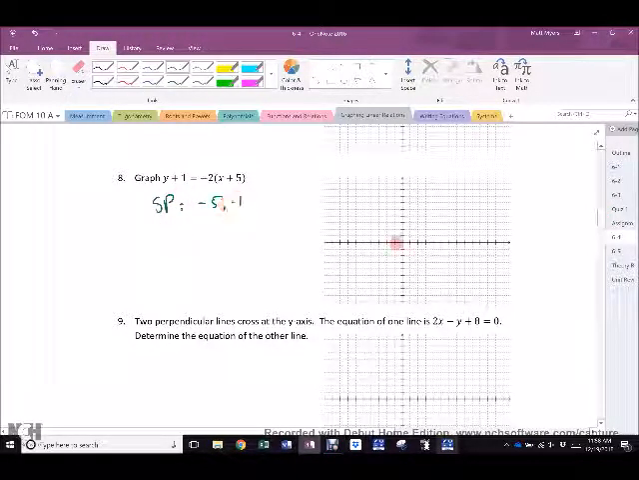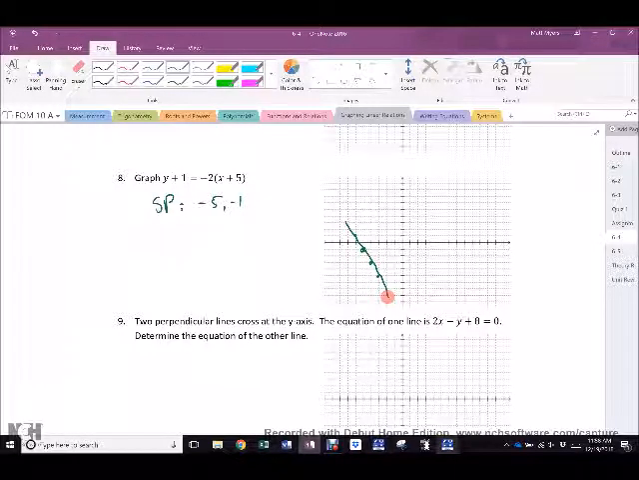-5, -1. And? Down 2, right 1. Down 2, right 1, or up 2, left 1, and it makes our nice straight line. Can everybody do it? Super easy, right? And it works with any point. As long as you see it written that way, you're in business.